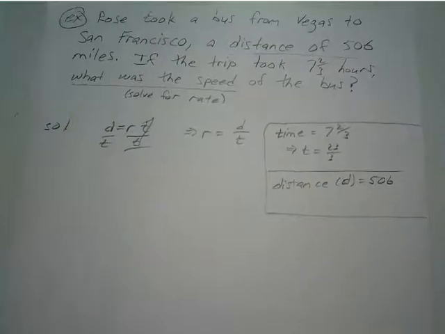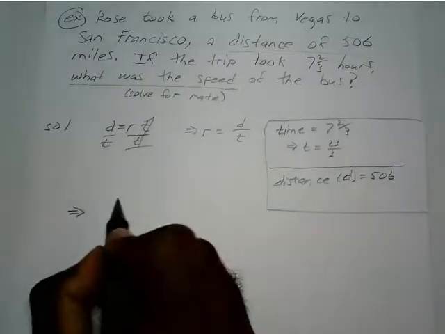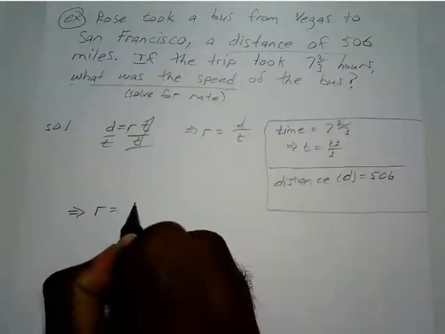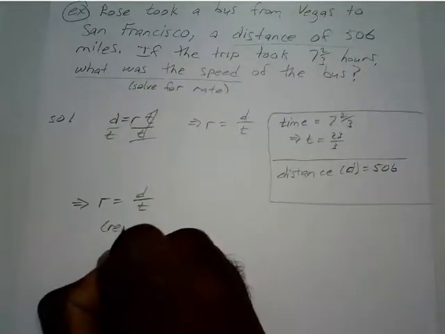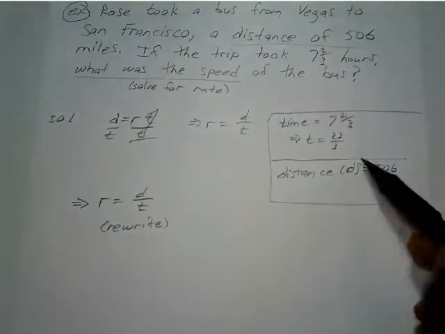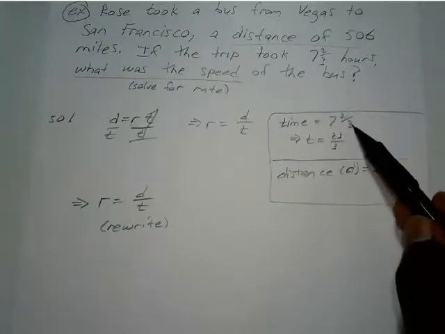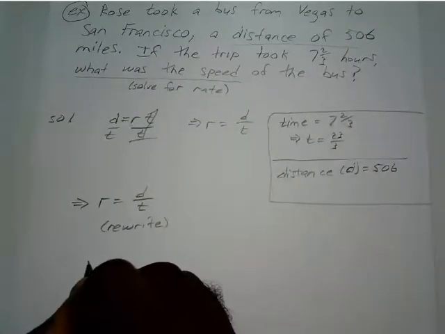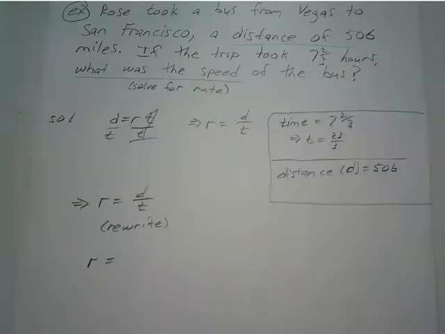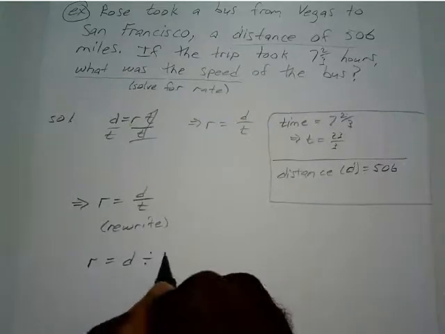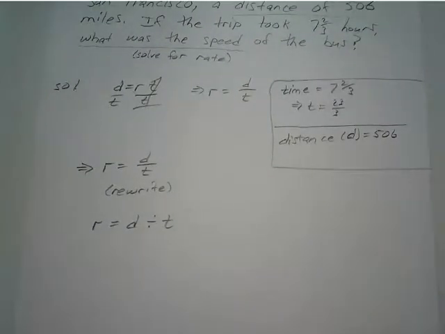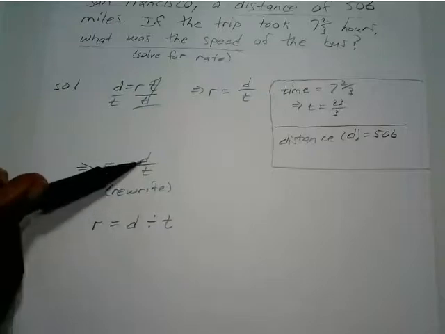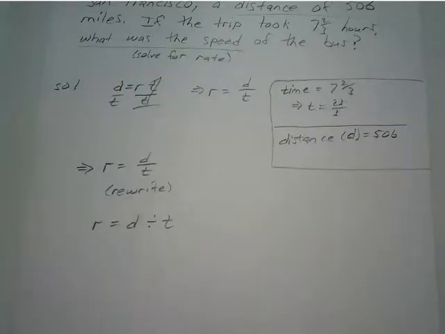Alright, so if we go ahead, I'm going to show you a little trick. So if we know r equals distance divided by time, we can rewrite it, and you only have to really do this when you have fractions and mixed numbers involved. You have r equals d divided by t. Okay, the exact same thing. So you didn't change anything, you just rewrote it from division to division a different way.